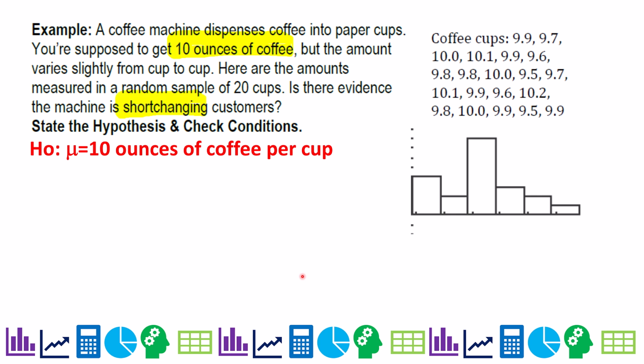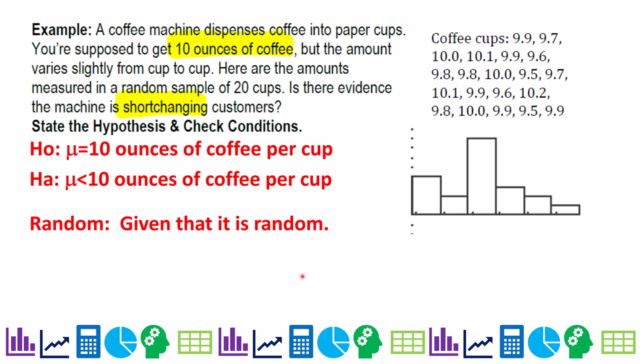We're worried about shortchanging, so we're worried it's less than 10 ounces of coffee per cup. So let's check the conditions. First, I'm going to check, is it random? They told us it said random sample right here. All right. And then we have to know, is it greater than 30 in our sample? No, this is not more than 30 cups.